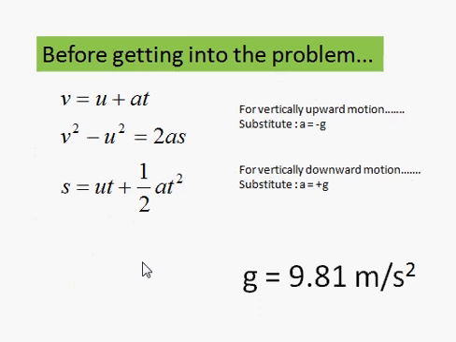Now, before getting into the problem, we should be familiar with these three equations, which are the governing equations in linear motion. In order to extend these three equations to vertically moving bodies, particularly in vertically upward motion, we should replace all the a with minus g because the movement is against the gravity. In order to extend these three equations to vertically downward moving bodies, we need to replace all a with plus g because it is towards the Earth. Of course, we know g is equal to 9.81 meters per second square for Earth.